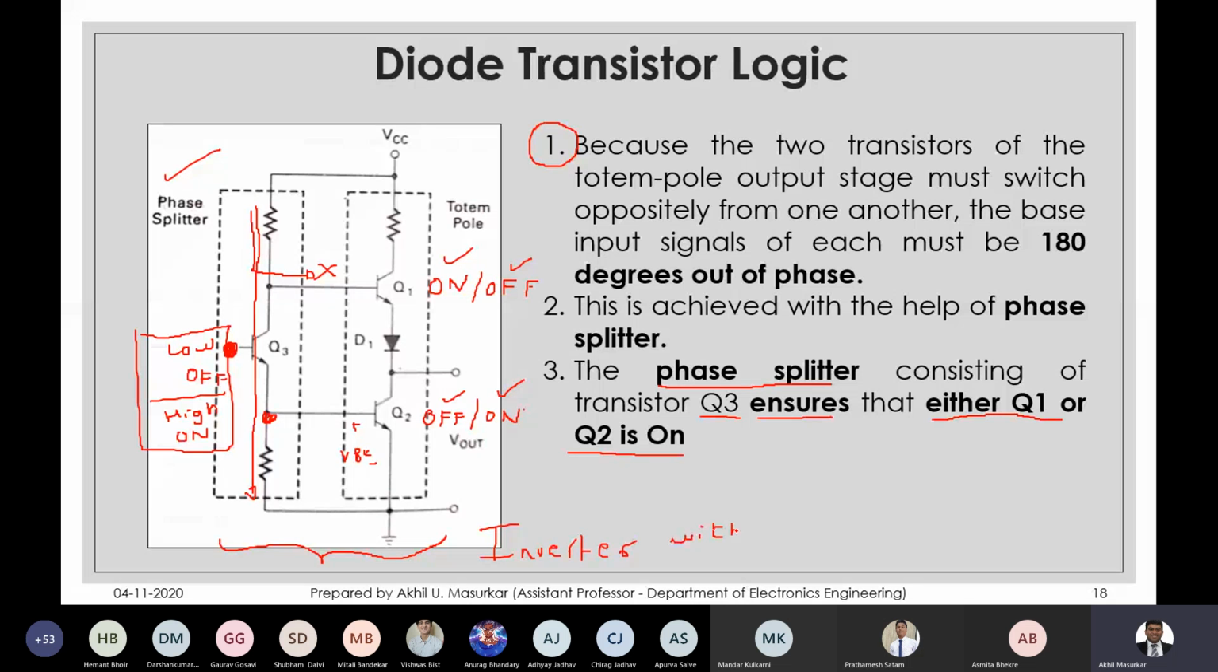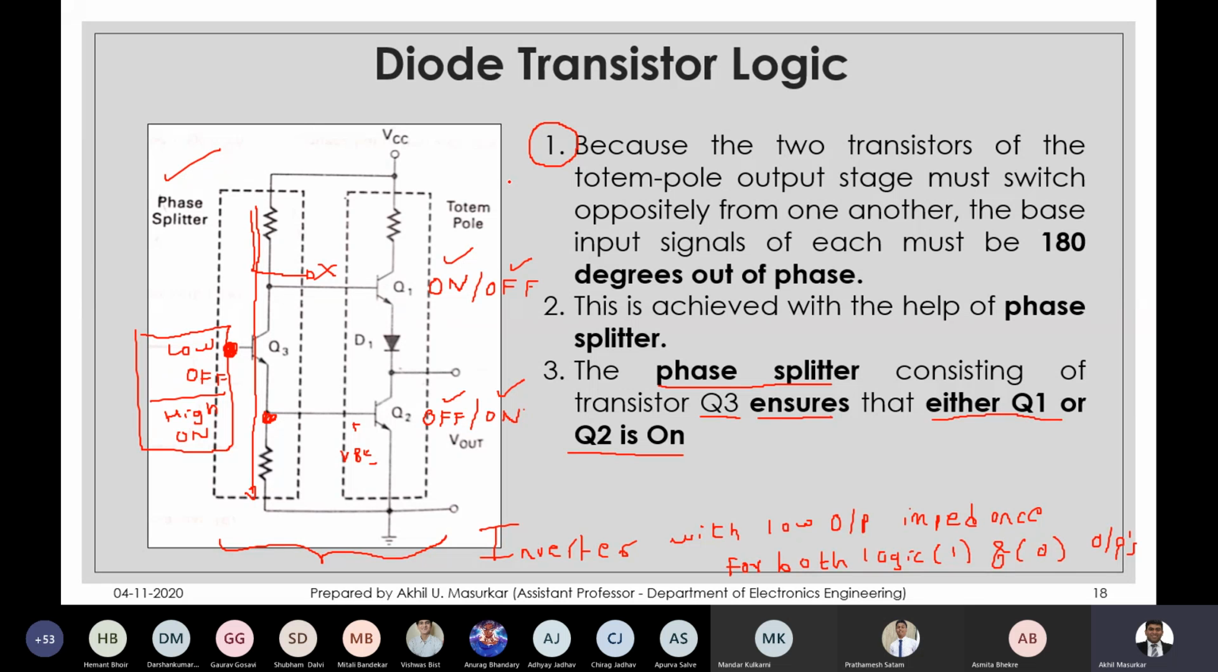with low output impedance for both logic 1 and 0 outputs. An inverter with a low output impedance for both logic 1 and logic 0 output. That's what a phase splitter and totem pole will do.